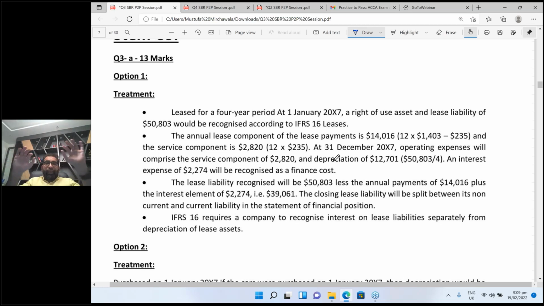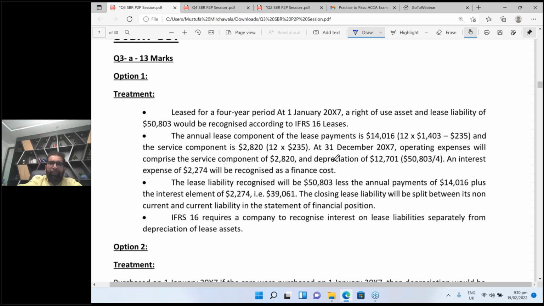These three things, as I told you using entries in the above sheet, depreciation expense, interest expense and the service charge, will all go in P&L. The lease liability recognized will be 50803. Yes, on day one the lease liability is 50803, and then you can less 14016 plus interest. You will get 39061, or you can use my shortcut with entry. Both are correct.